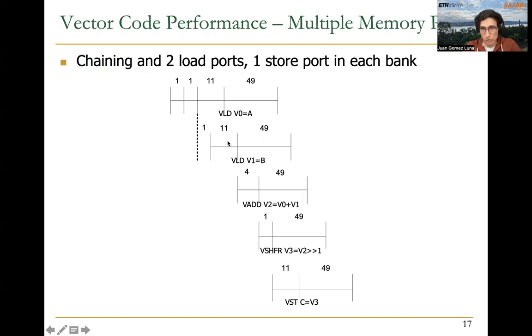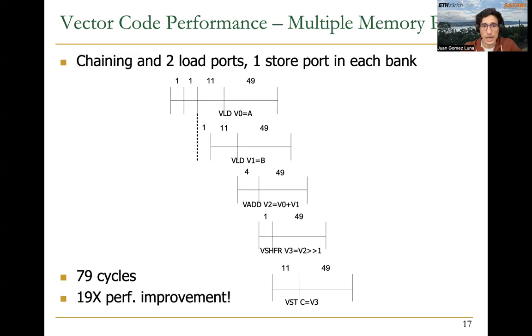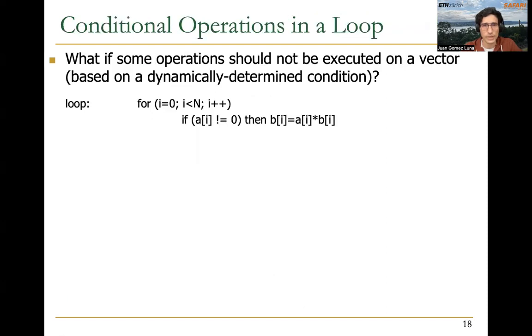Observe that the vector load of vector B overlaps with the vector load of vector A, and at some point they also overlap with the store, because as soon as we read A0 and B0, we can perform the addition for these two elements, then the shift, and then we can start the corresponding write into C0. So we can further optimize the execution of this code on our vector processor, and as you see, in total, it will take 79 cycles. So in total, 19 times performance improvement with respect to the sequential execution.